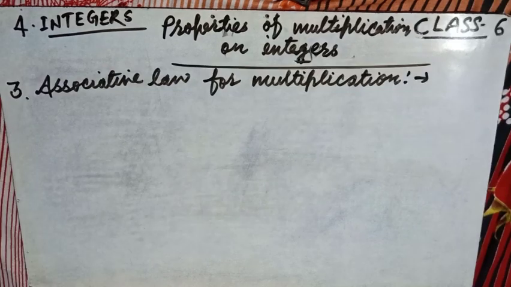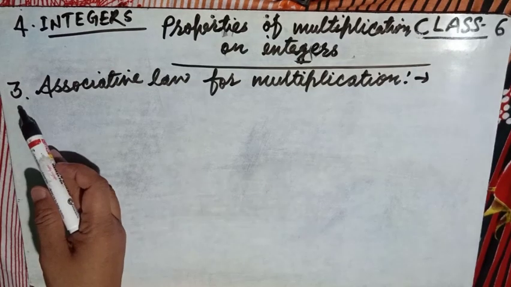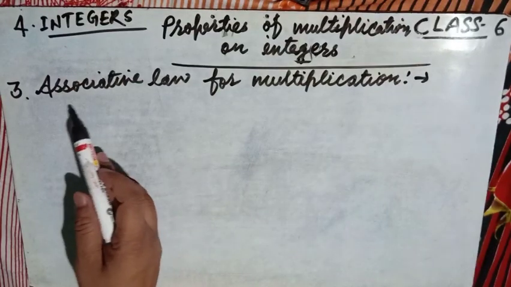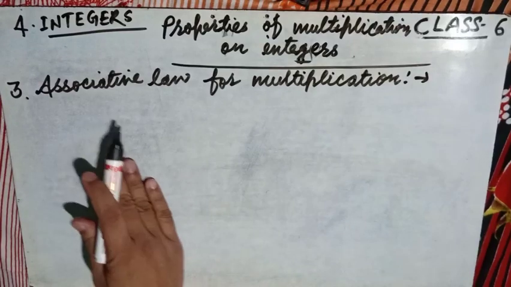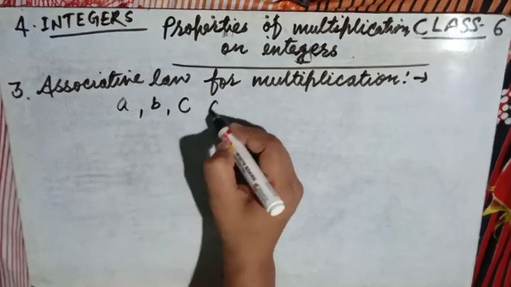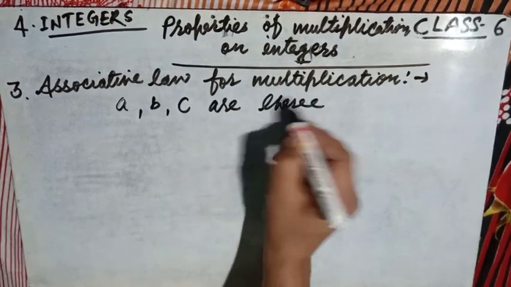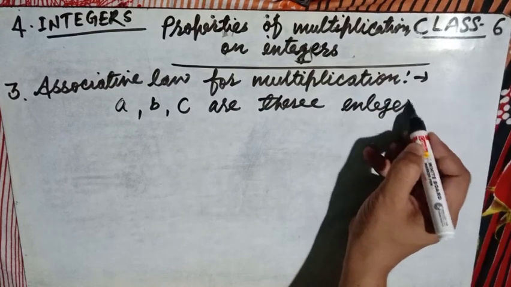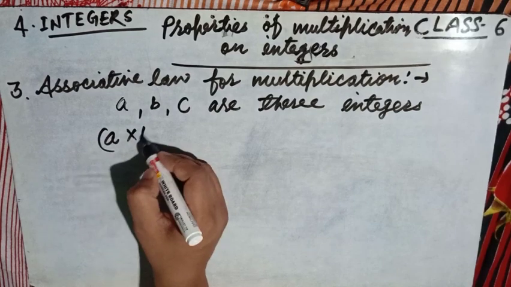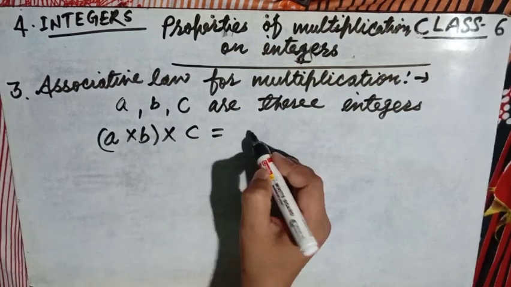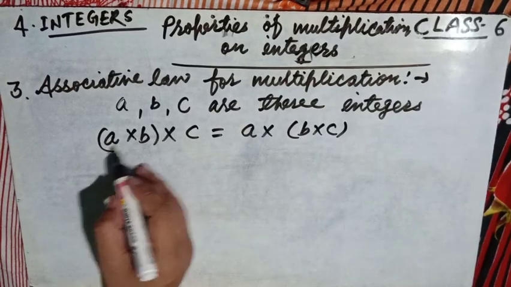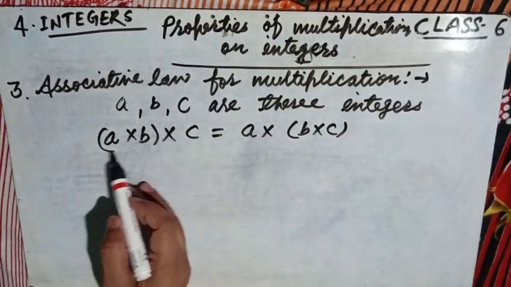Now students, see the third point, the associative law for multiplication. Actually we have already learned about the associative law. In this law we need three numbers. Suppose A, B and C are three integers. Then (A multiplied by B) multiplied by C gives us A multiplied by (B multiplied by C). This is called the associative law for multiplication. Here is the multiplication, this is why it is for multiplication.